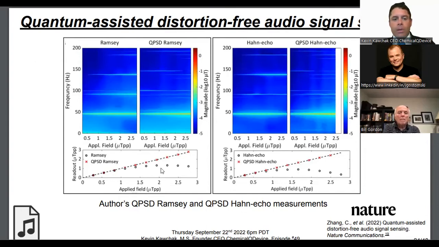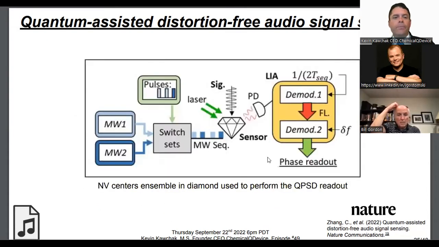As you can see below here, QPSD Ramsey and the X's continue linearly, where Ramsey falls off. And similarly for QPSD Hahn Echo, it's linear here, where it falls off, and it seems to actually go back to its baseline right there.